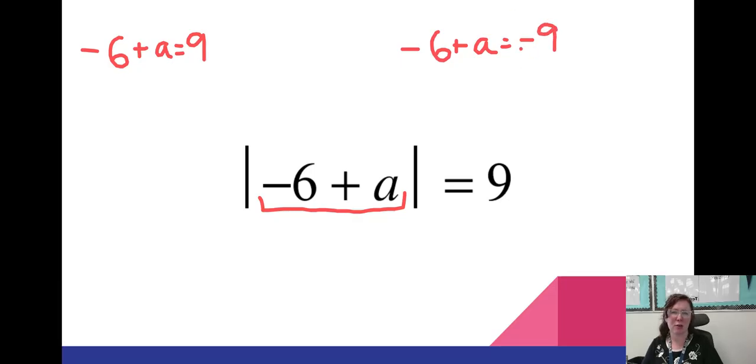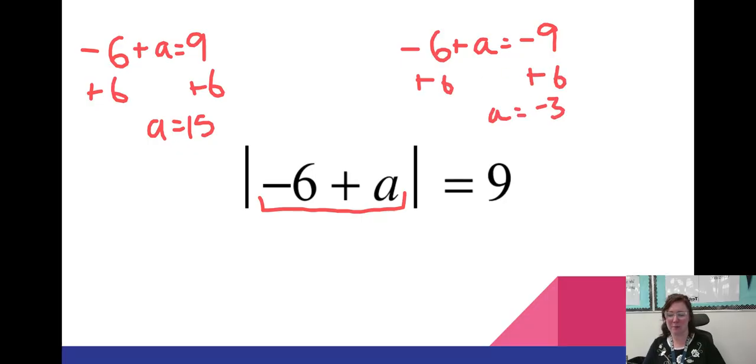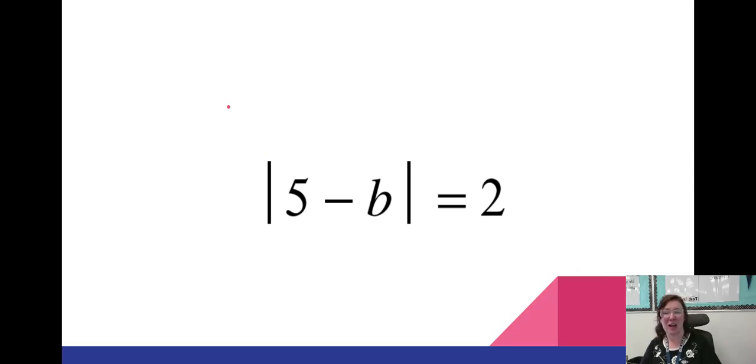Because the absolute value of negative 9 is 9. Add 6 to both sides, we get a equals 15. Add 6 over here to both sides, we get a equals negative 3. Another absolute value, so there's nothing on the outside, so I can move on to step 2.